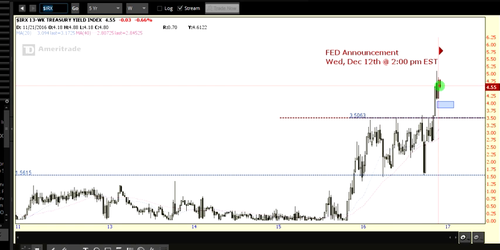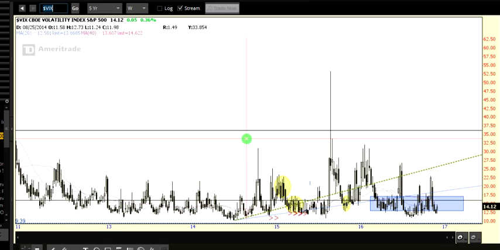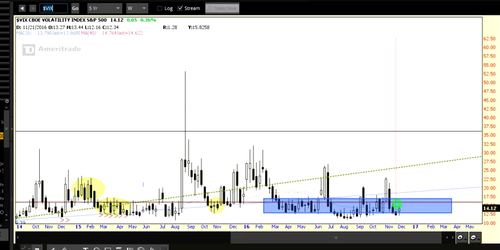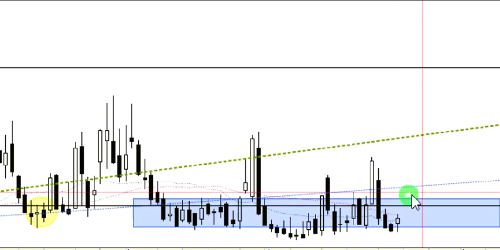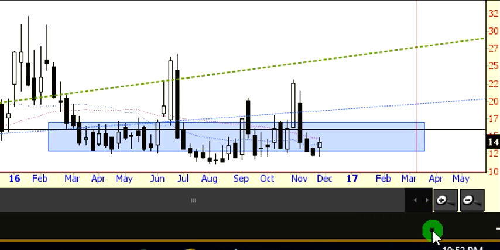I've got this little blue box here. We could pull back to here and then rally up. We'll see what happens, but that's the way I see it right now. So let's look at volatility. Volatility is still very low. In fact, it's so low you can't even see it on your screen because it's down at the bottom, so I had to bring it up here.